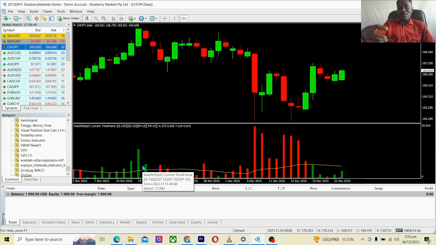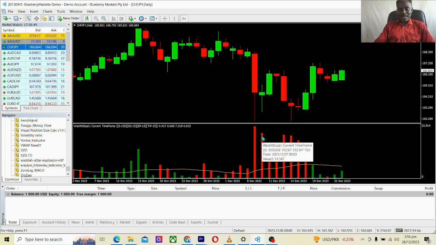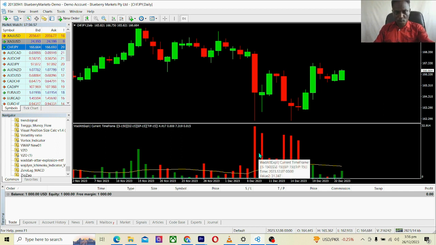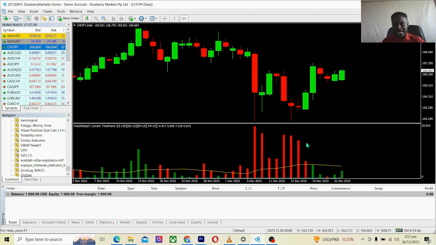In trading, we call it bullish and bearish. When it is green, it means it is bullish, bull. And when it is red, it is bearish, bear. That means it's coming down. And when it is green, it is bull, it is going up. So when you look at this indicator, the Waddah Attar indicator, like I'm saying, it is an indicator that is good, and you can try it.